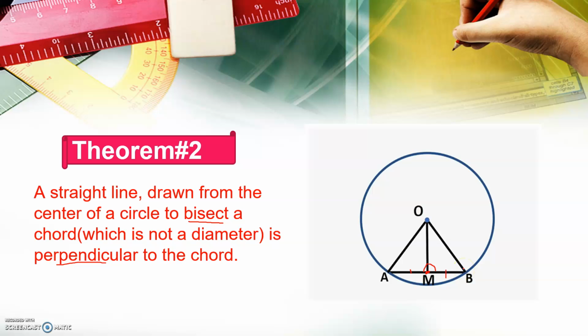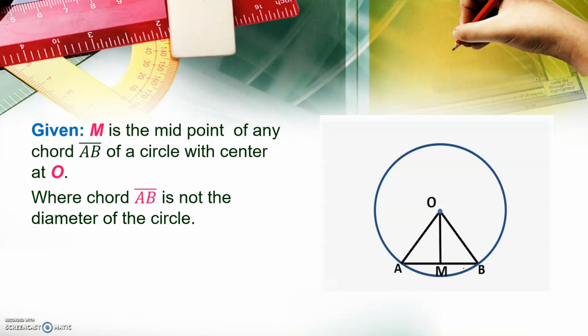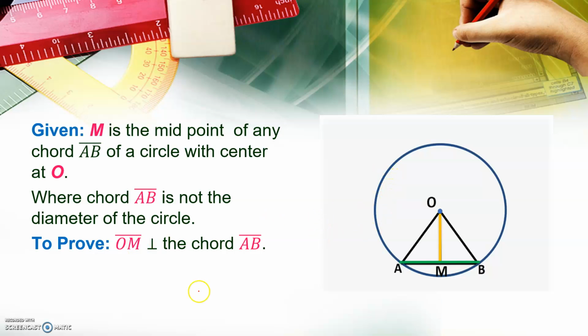So we will label these two angles as angle 1 and angle 2, and we will prove angle 1 is of 90 degree and angle 2 is also of 90 degree. Given, as we know that M is the midpoint of any chord AB of a circle with center at O, where chord AB is not the diameter of the circle, and we have to prove OM, the line segment OM, is perpendicular to the chord AB.